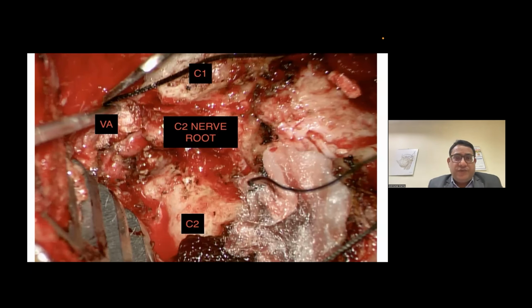So this is the view that we get. This is the C2 nerve root that has been transected. This is the vertebral artery. Here, this is the C1 lateral mass, and this is C1, and this is C2.